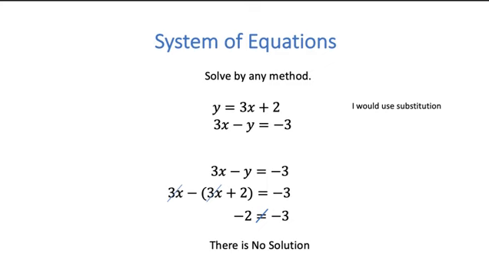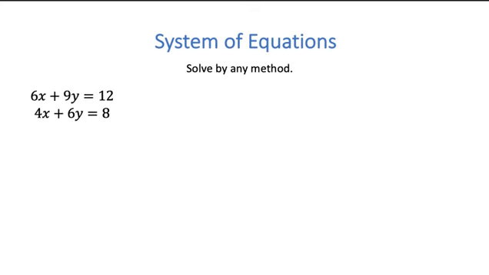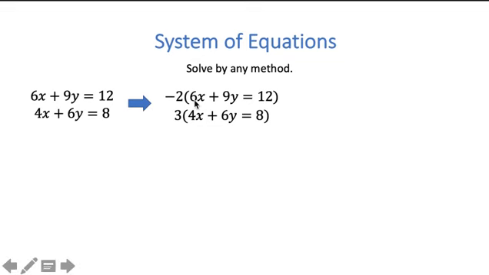All right, one more example. In this next example, once again, you can use any method. I like elimination here because of the way it's set up. I think it's going to be easier to make one of these coefficients be opposites of each other. So one way I can do that is multiply the top equation by -2 and the bottom equation by 3. That's going to make my lead coefficients be -12 and +12 for x.